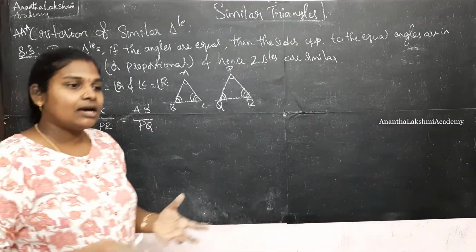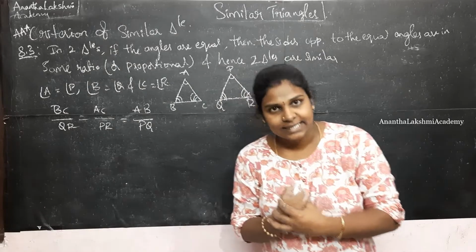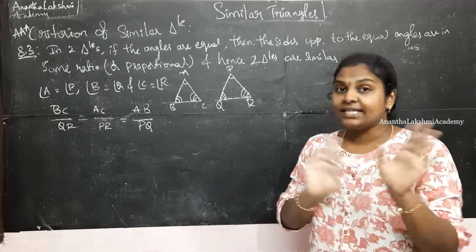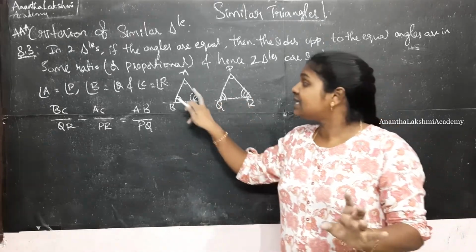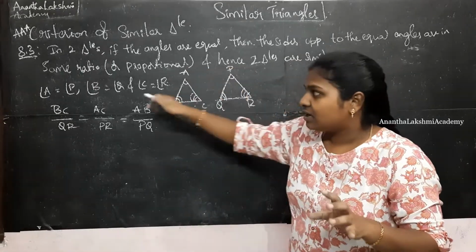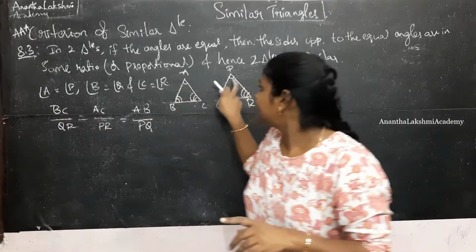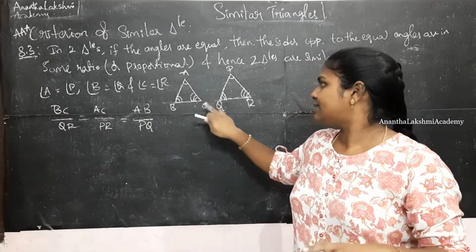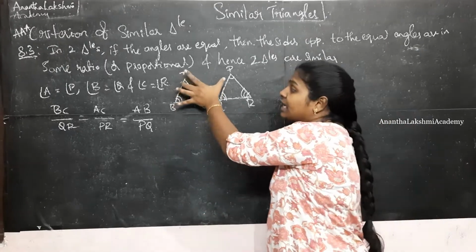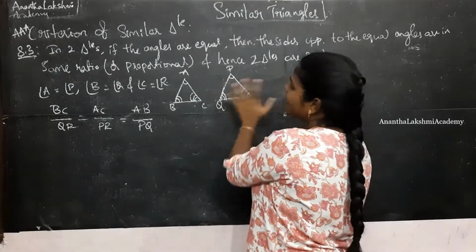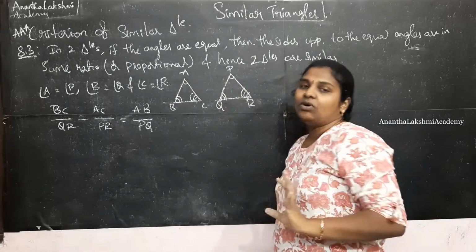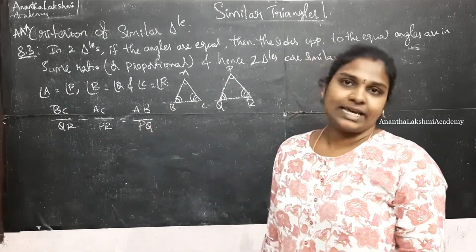So what is this criteria saying? The angle criteria is saying that if two triangles have equal angles, and when you say equal angles, it is not the angles within a single triangle, it is the angles in two different triangles on the same side that are equal. Angle A is equal to angle P, Q and B are the same, C and R are the same. When the corresponding angles are equal, then the ratios of the sides opposite to the equal angles are also equal. That's what this theorem says.